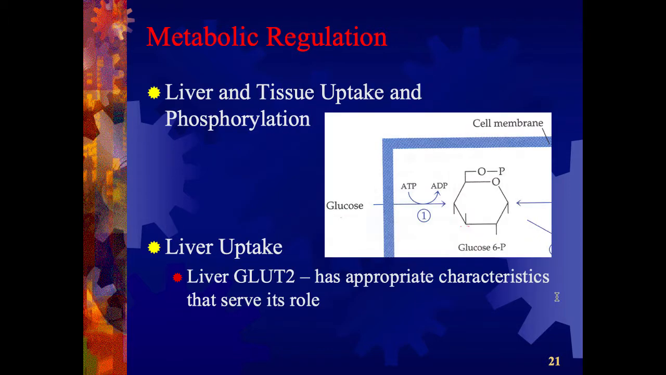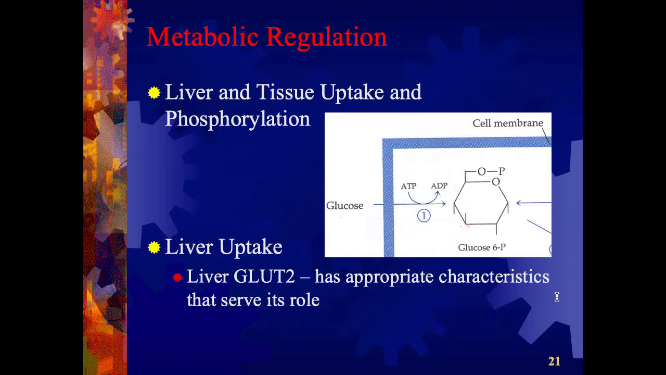Okay, so these are some of the mechanisms that our body uses to regulate blood glucose. So we're going to talk about metabolic regulation, and this has to do with both transporters and enzymes. So we're going to look at this. So this kind of starts off with this generic diagram here of a cell, and glucose entering the cell, and then being modified to glucose 6-phosphate.